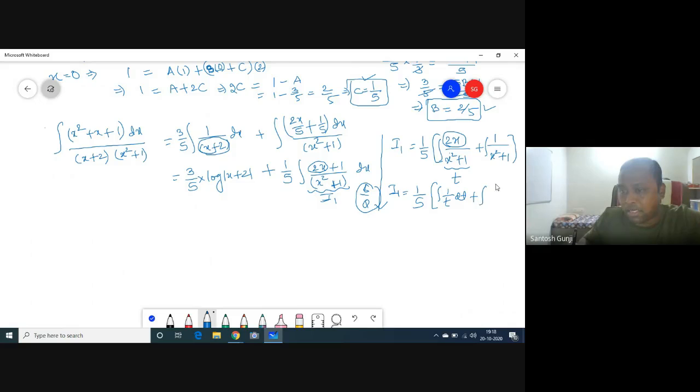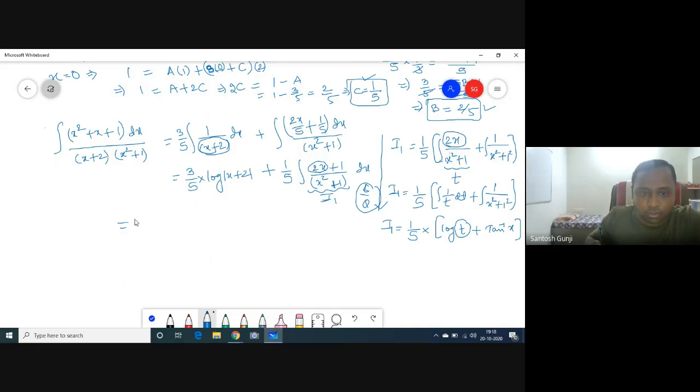And the second part is completely a perfect formula, 1 by x square plus a square. Perfect formula, right? So finally, the I1 value is reduced to what? 1 by 5 into log t plus tan inverse x by a, but a is 1, so tan inverse x. So I can substitute t value over here as x square plus 1, and then directly write its value to get the final answer.